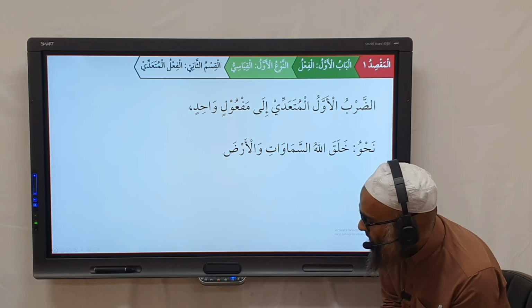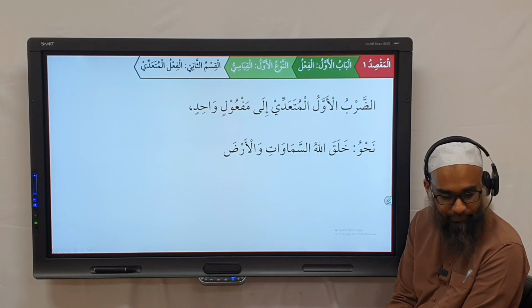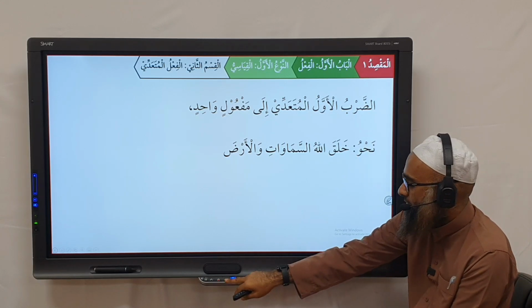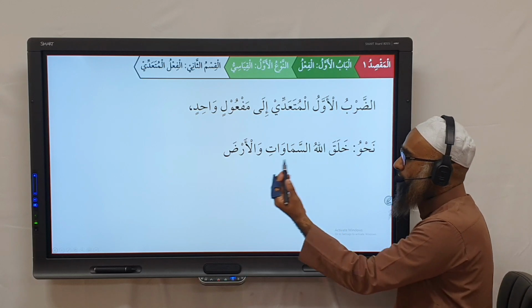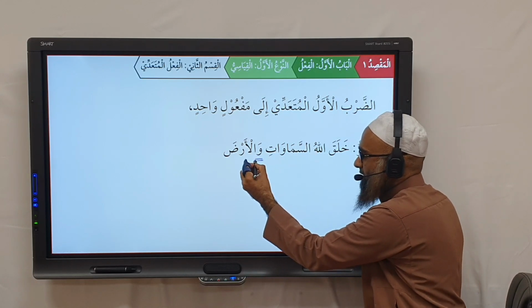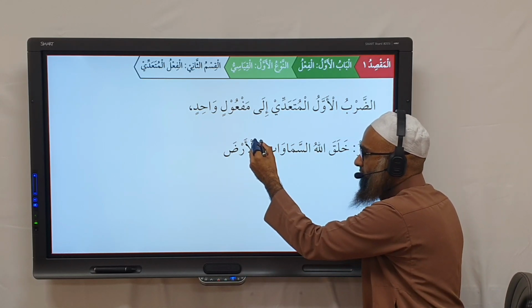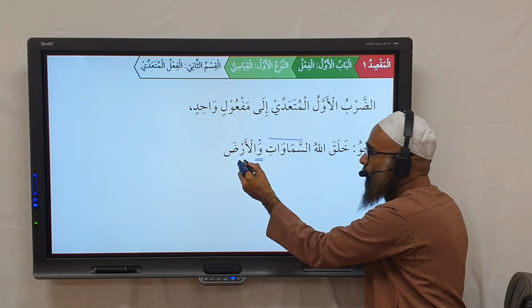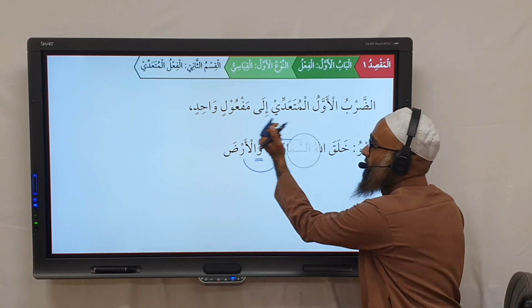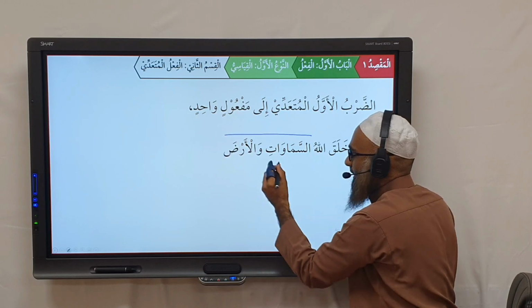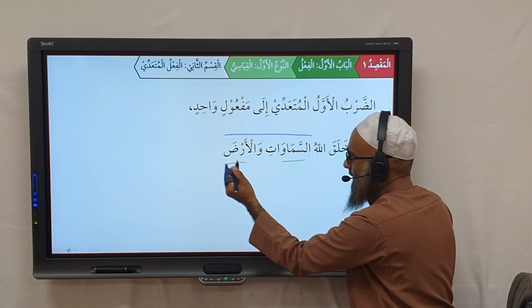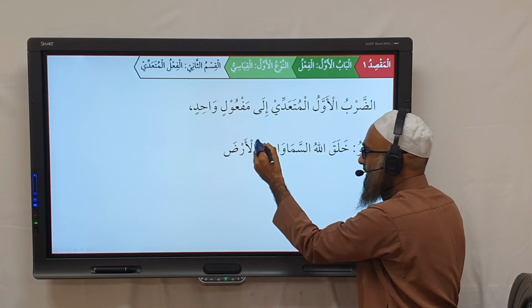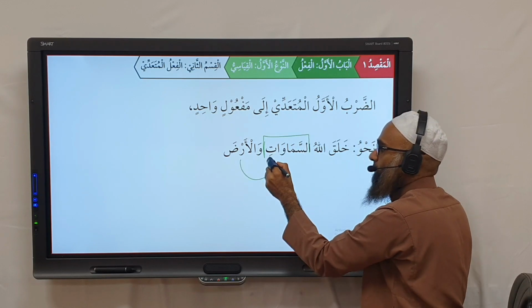Is this 1 maf'ul in here, or 2 maf'uls in here? It's 1 maf'ul. So I put this example on purpose to show you that, look, the waw harful atf does not make it 2 maf'uls. When you have a harful atf in between, this is a maf'ul bihi, this is a ma'tuf alayhi. So if you do tarkeeb, you will say, this is a maf'ul bihi made up of ma'tuf alayhi and ma'tuf. And in I'rab, you will say, this is 1 maf'ul bihi, this is ma'tuf and a maf'ul bihi.